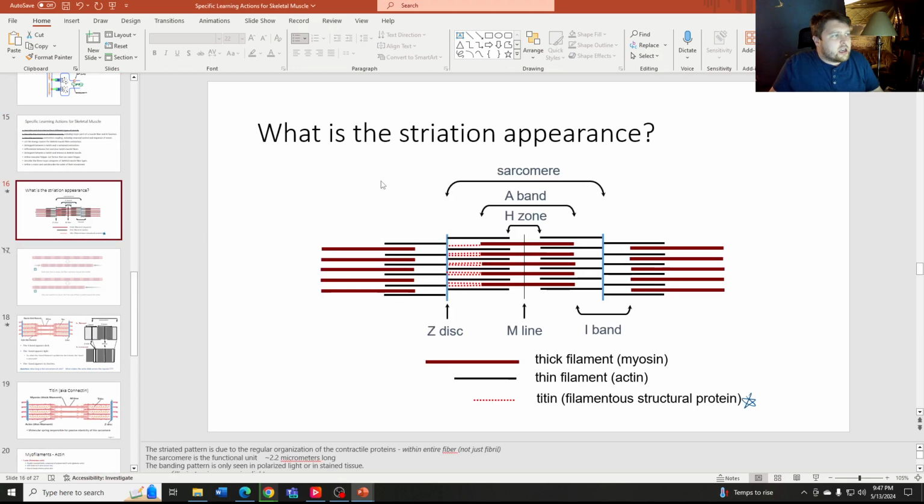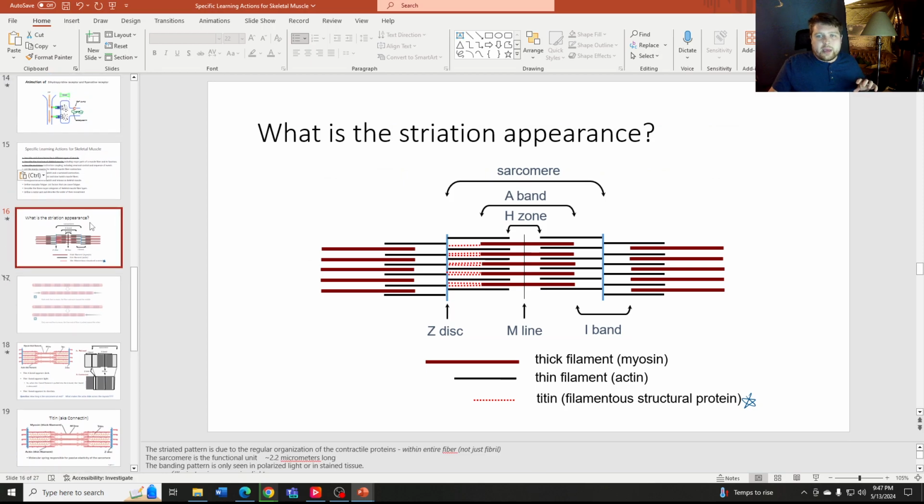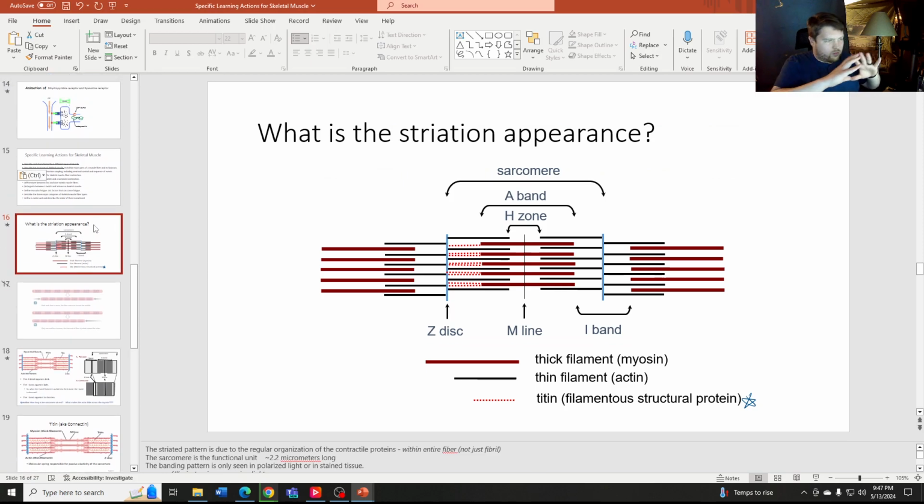Okay, so we have our super long muscle fibers, all that kind of stuff. We're going to zoom in way deep, like way close up of those muscle fibers to look at a little bit more anatomy. We look at this thing that's called a sarcomere.